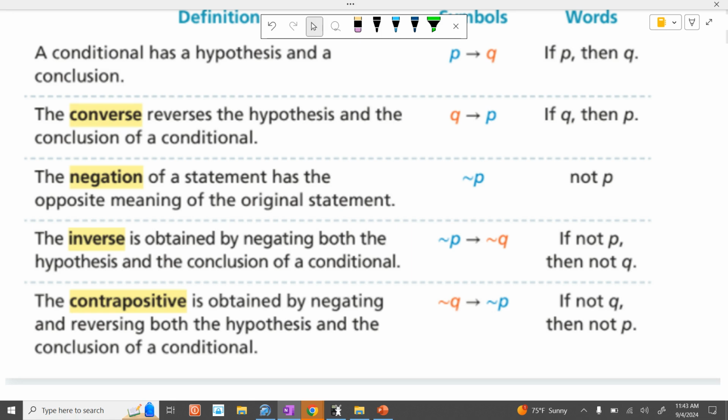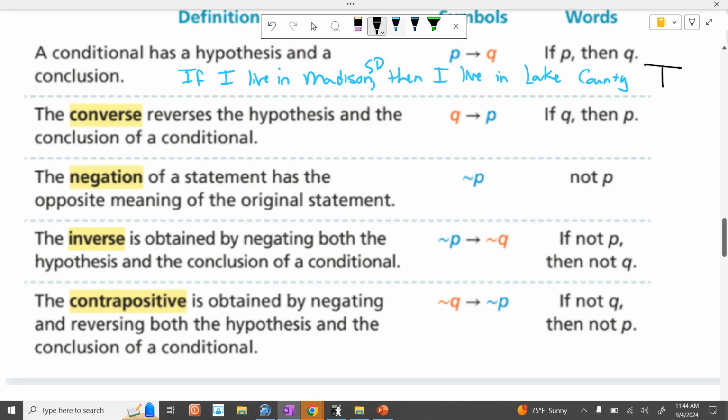Okay, so let's say we have a conditional statement of if I live in Madison, then I live in Lake County. Is that a true or false statement? That is a true statement. I should say Madison, South Dakota. Then we'd make sure it's true. That's a true statement. Okay.